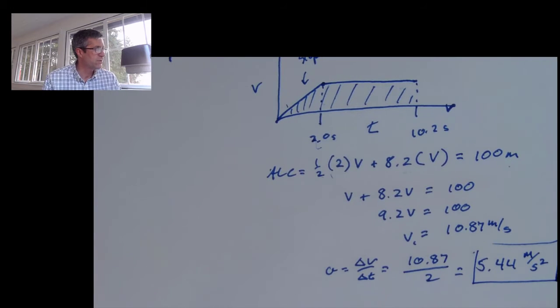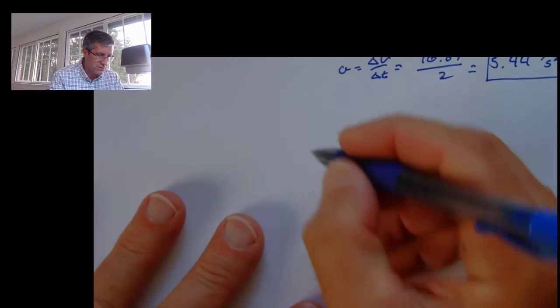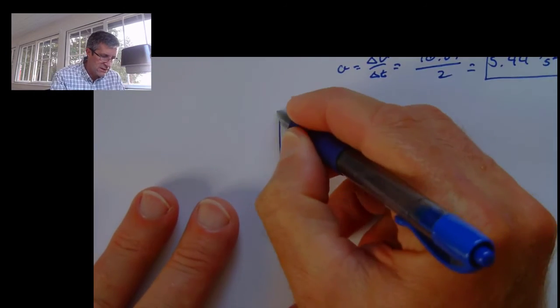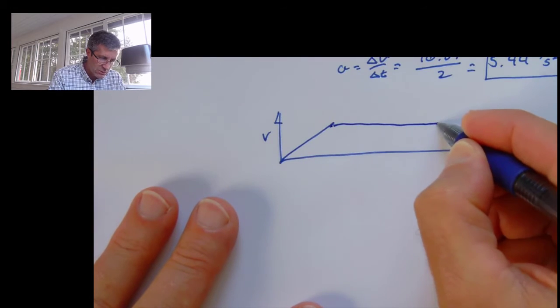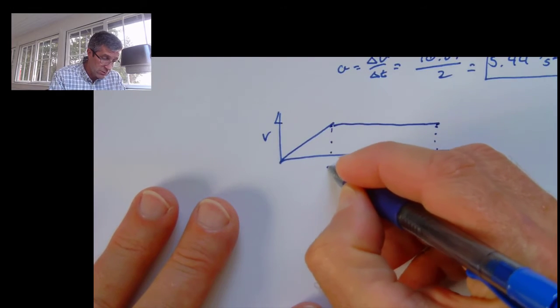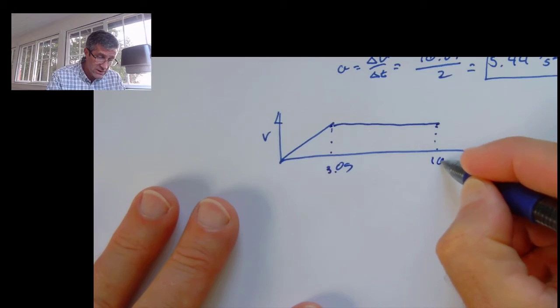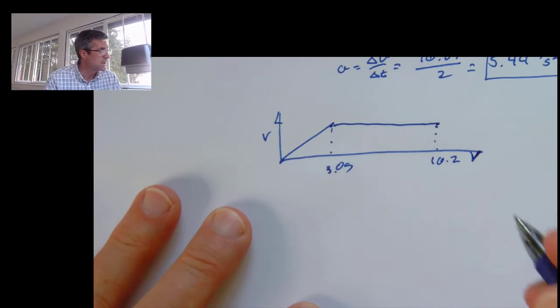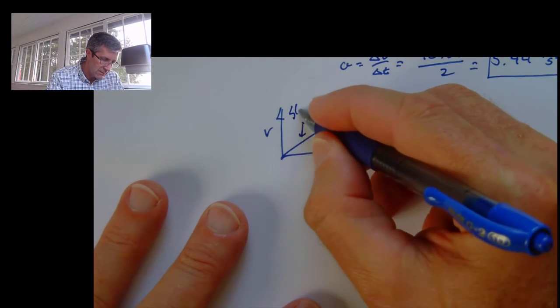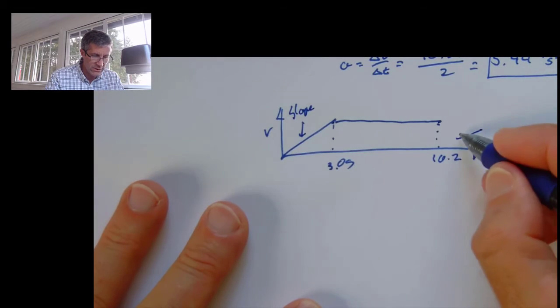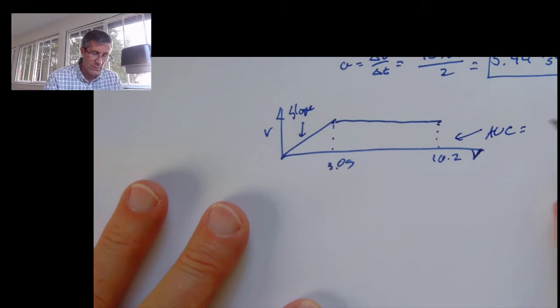I'm going to do the same thing for the other person, and I'll get a slightly different result. So let's do the same thing. I'm going to have a velocity-time graph. She's going to accelerate for a period of time. It takes her longer to get going, so this point is 3.0 seconds, but they finish at the same time, so it's 10.2 seconds. I want to find the slope of this to get acceleration, and the area under this curve is going to equal my displacement, which is 100 meters.